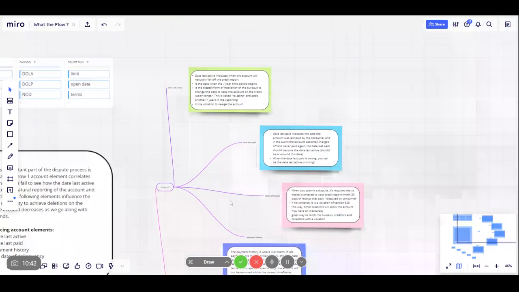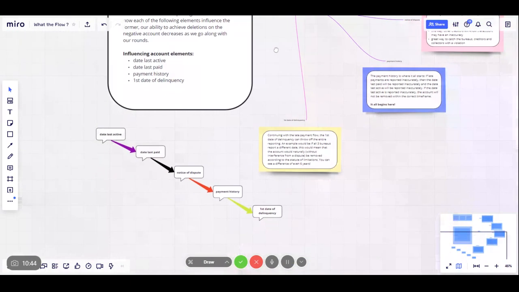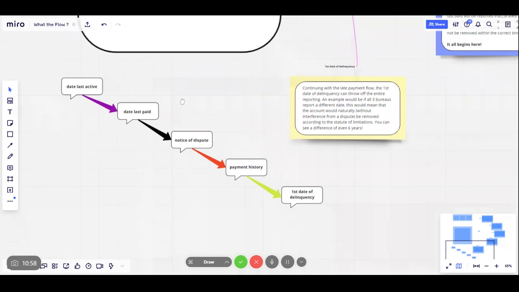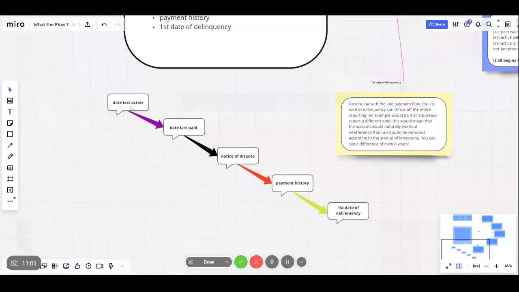Let me just zoom out a little bit, and we're going to go down over here. But now this is the flow. You're going to go date last active, date last paid, notice of dispute, payment history, and first date of delinquency. So when you're disputing, these are your 1, 2, 3, 4, 5 rounds outside of blatant inaccuracies. Now, people ask me all the time, well, what the heck are you talking about, blatant inaccuracies? And are blatant inaccuracies more important than the hierarchy?